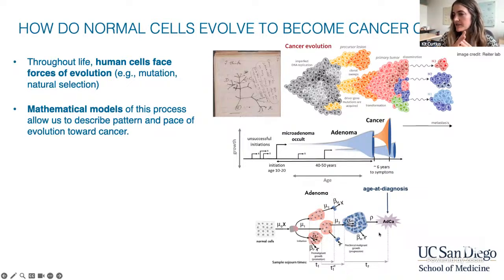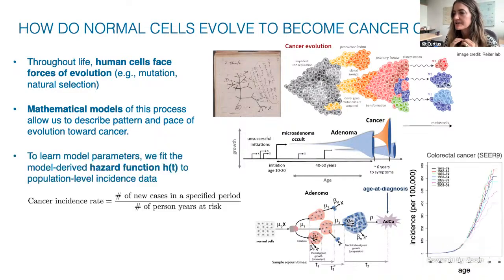And the nice thing about these models is that, for over 75 years now, they've been connected to some of the best data that we have in cancer, which is high quality epi data, often looking at cancer incidence rates. So the hazard function, or the incidence rate of cancer, is the number of new cases in a specified period divided by the number of person years at risk. And some of that data is shown over here on the right for colon cancer from a database called the Surveillance, Epidemiology, and End Results Program in the US, which shows this age-specific incidence from 1975 in 5-year increments to 2008.